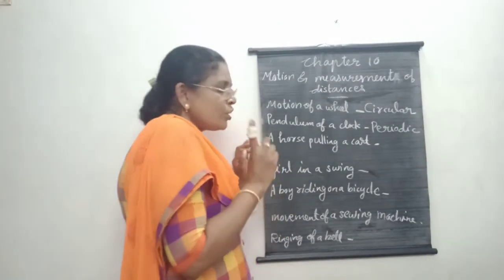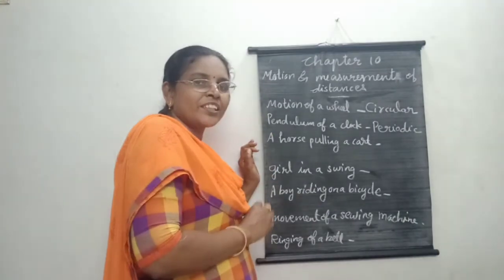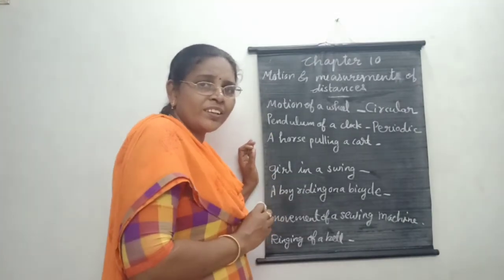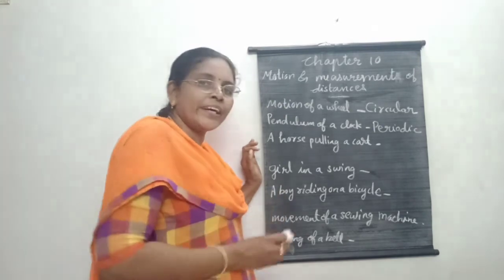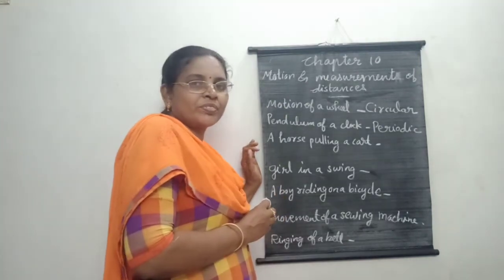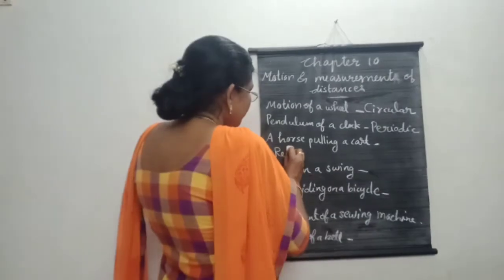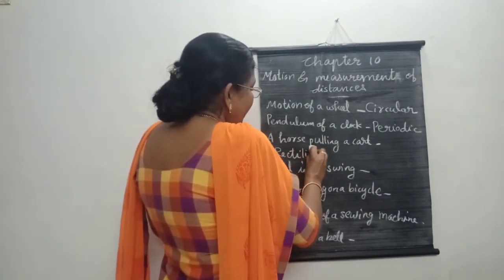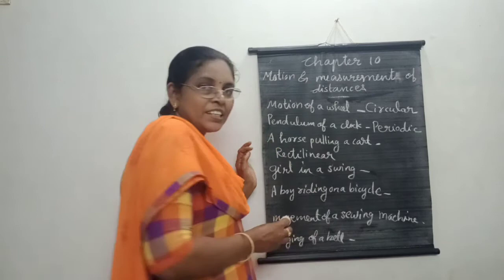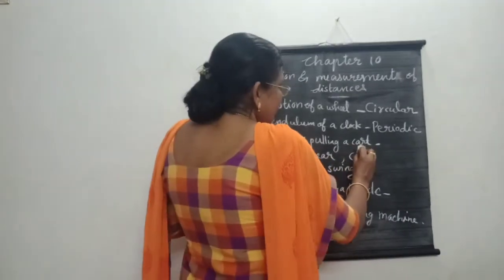Here two types of motions are taking place. Can you say what are they? A horse pulling a cart. Yes. Rectilinear motion and circular motion. Listen here.